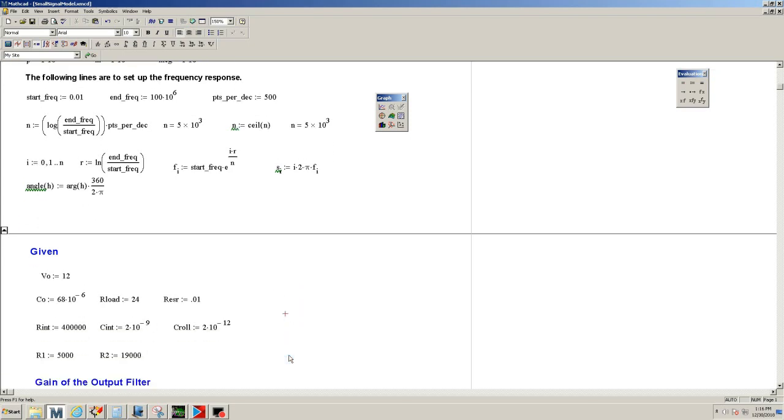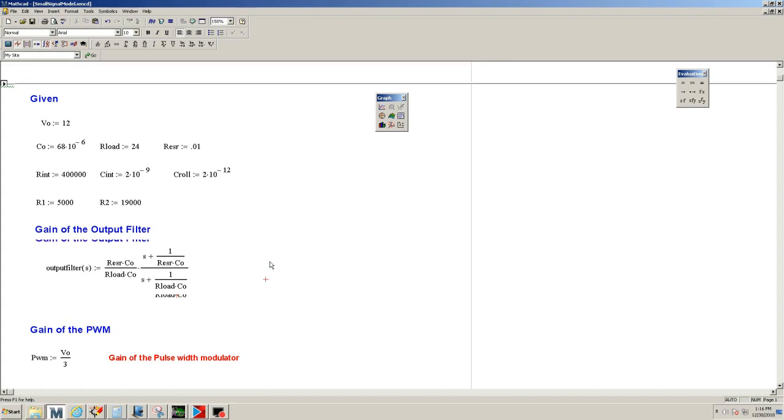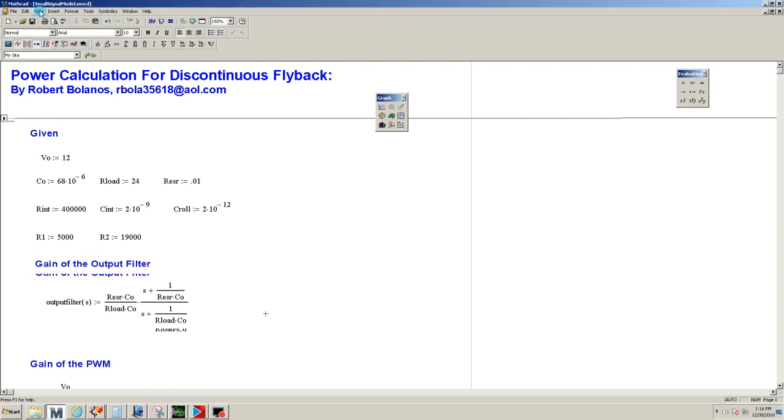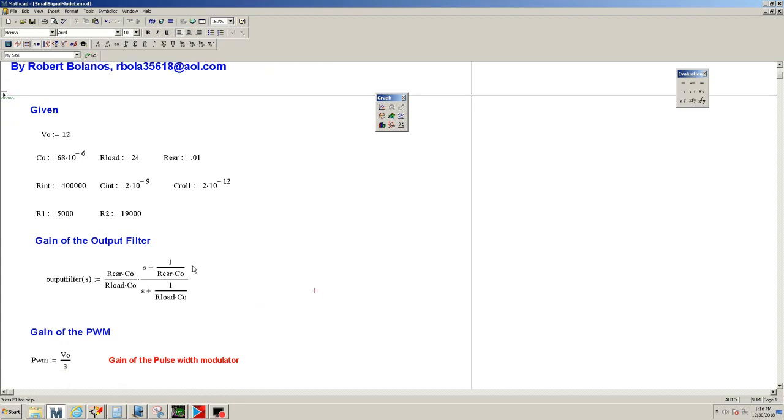Now here is where, let me go ahead and close this. My computer's been having some problems. I need a new computer. It's slowing down a little bit.